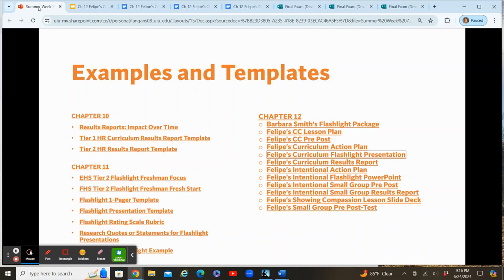So those are all very great examples that you can look at to kind of go from your annual outcome goal to actually doing an action plan and doing your lesson plan. And then hopefully after you do everything, the flashlight presentation.